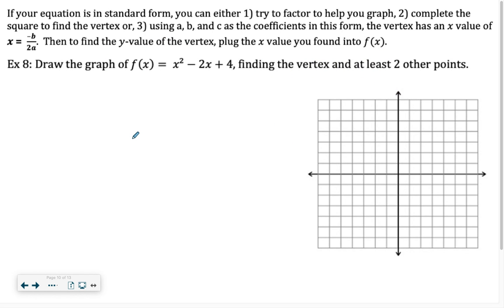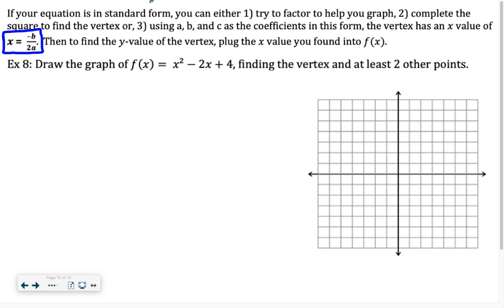All right. Now, let's take a look at graphing something in standard form by finding the vertex. All right, so up here, just a couple of things that we could try. If our equation is in standard form, we can factor, like we did in a previous example. We can complete the square to find the vertex, or there is this other little trick.